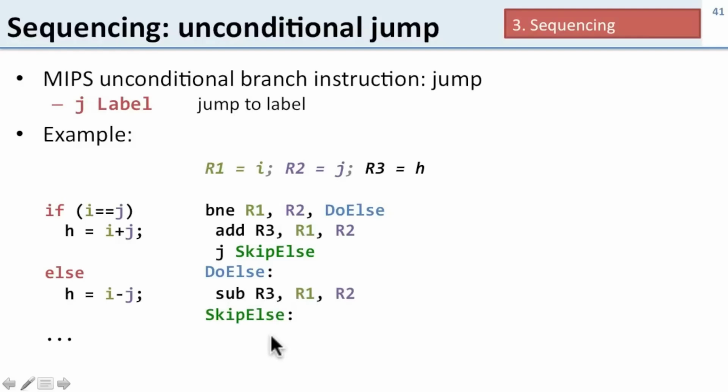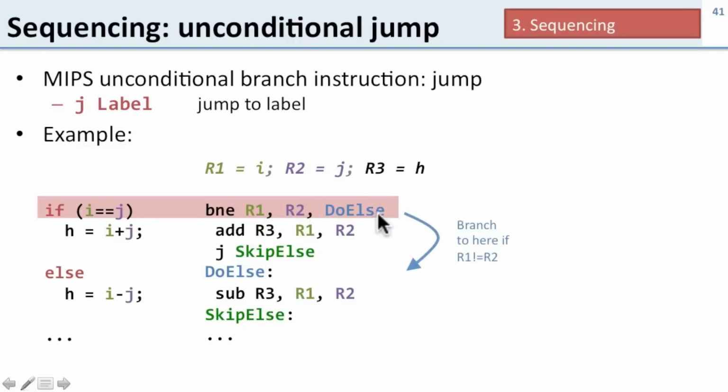So let's take a look at what this is doing. If i equals j, we're going to want to do this addition here. So we do branch not equal. If they're not equal, we're going to skip the addition. So if they're not equal, we skip over the addition and go down to do the else part of the code.